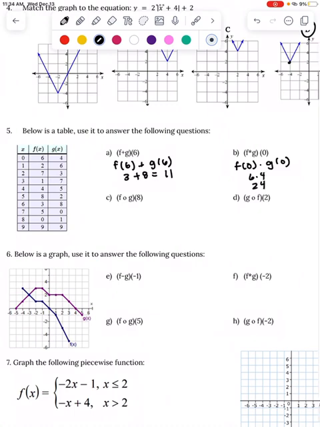F of g, so that's where we're going to have g on the inside of 8. So g of 8 is 1, so then I find f of 1, which is 2. Same thing, opposite way. F of 2 is 7, so g of 7 is 0.